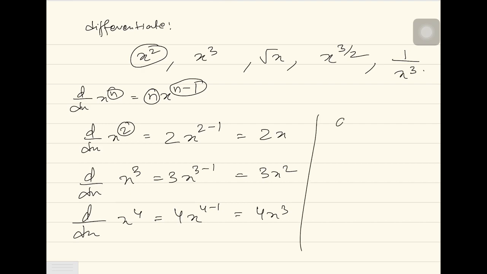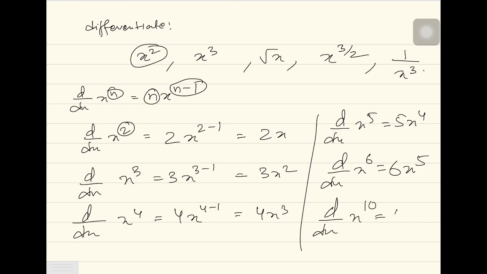Now what is ddx of x5? Directly I can write 5x and 1 less, 4. What is ddx of x6? It's 6x and 1 less, 5. What is ddx of x to the power 10? I'll say 10x and 1 less, that's 9. Got it? So that's how the powers of x will work.